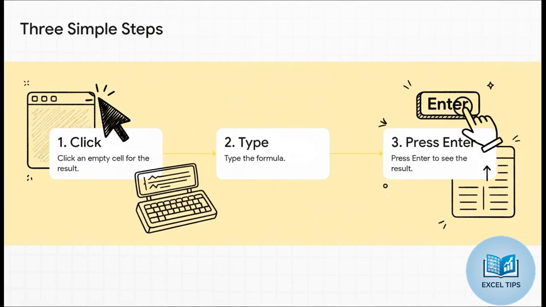Using the formula is so easy. It's just 3 steps. First, you click on any empty cell, anywhere you want your answer to show up. Second, you type in the formula. And third, you just hit enter. That is literally all there is to it.